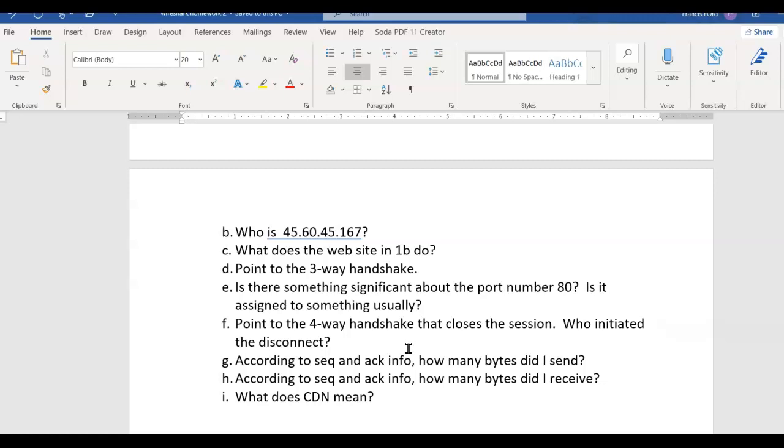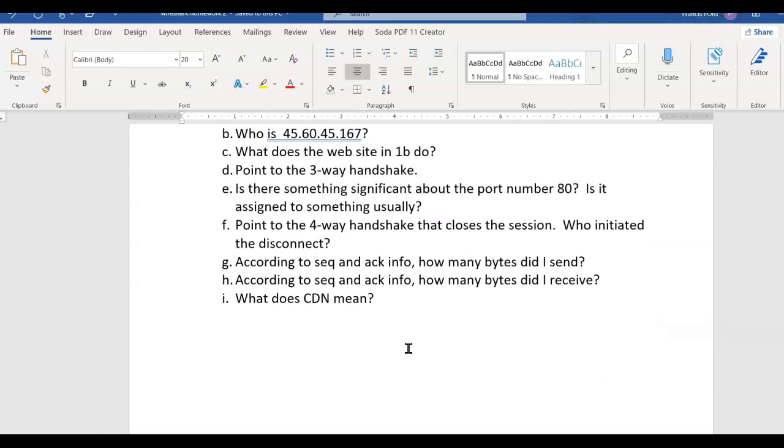You may have to look up what 45.60.45.167 is. And I gave you a huge hint. Who is a utility that does that. You might want to look that up on the web. But the first homework is just basically to analyze those.